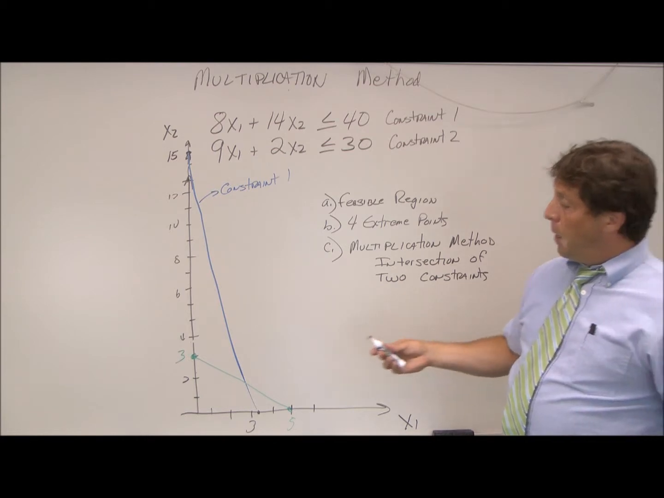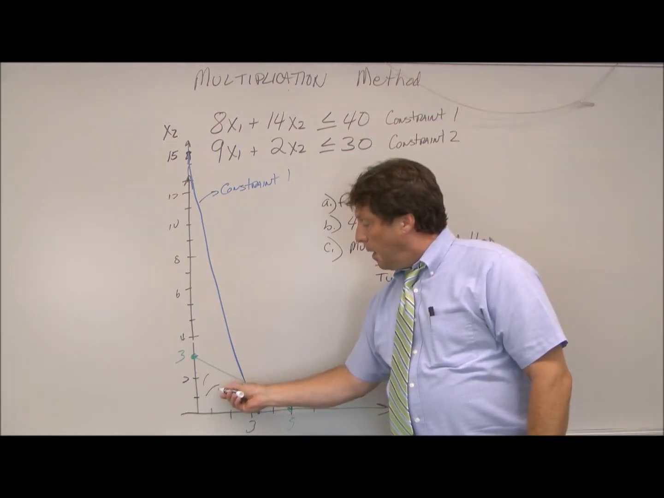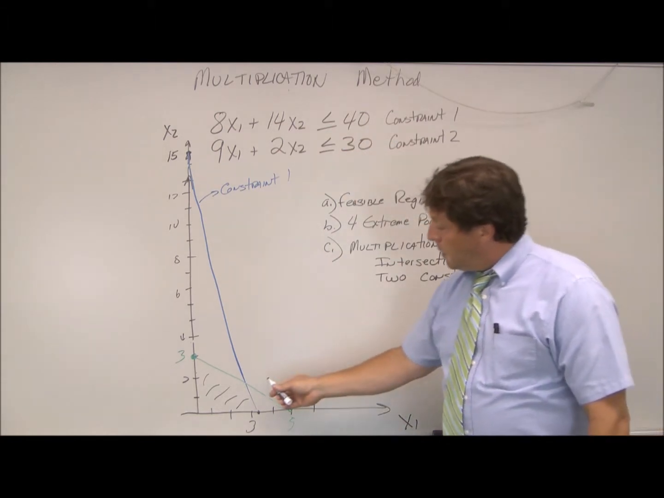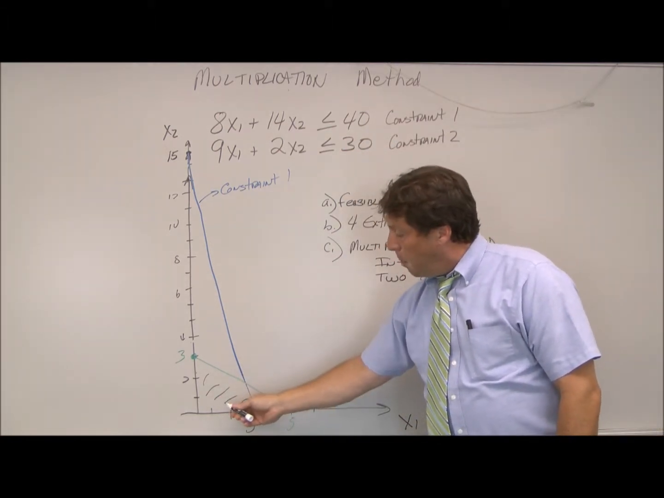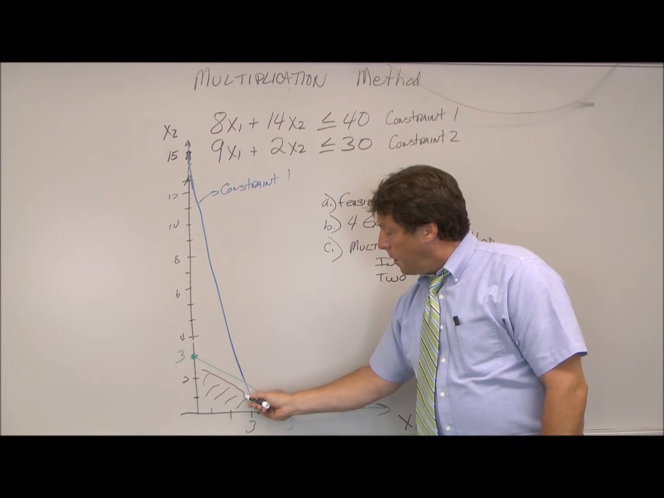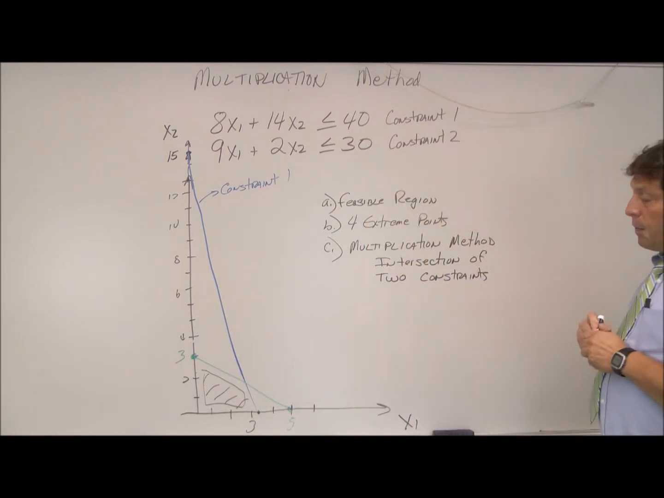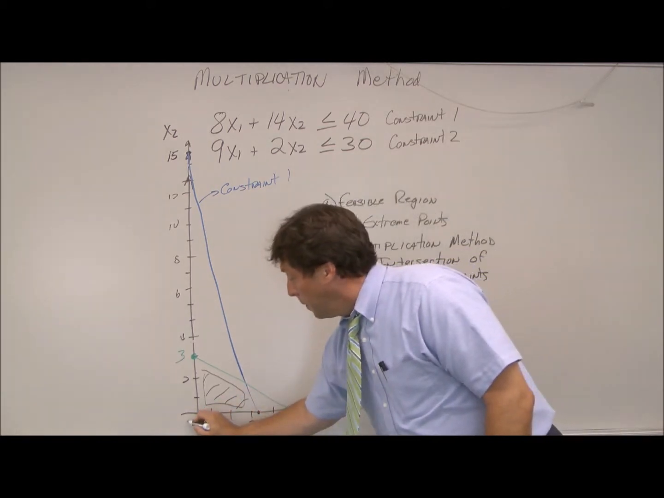First thing you notice, we have our feasibility region down in here. These are both less than or equal to constraints, so they have to be below both lines. So this is our feasibility region in here. That gives us four extreme points.